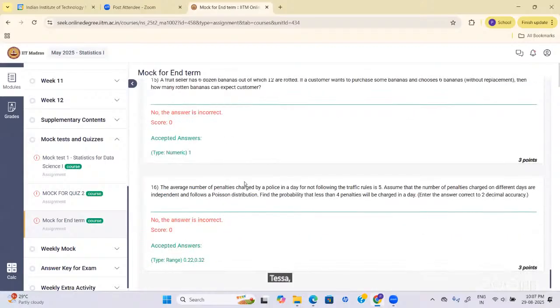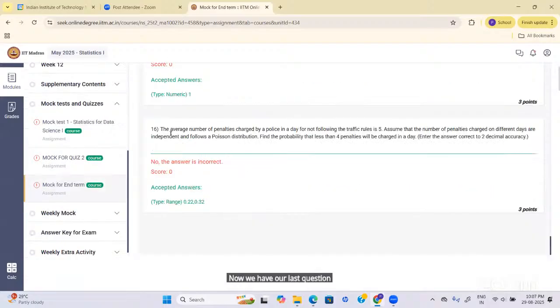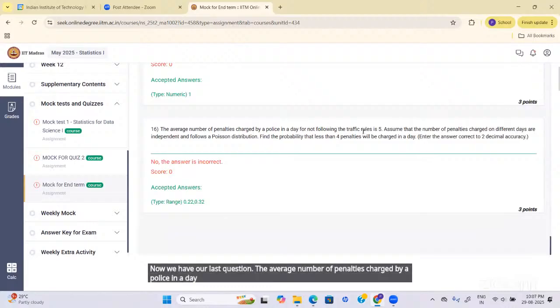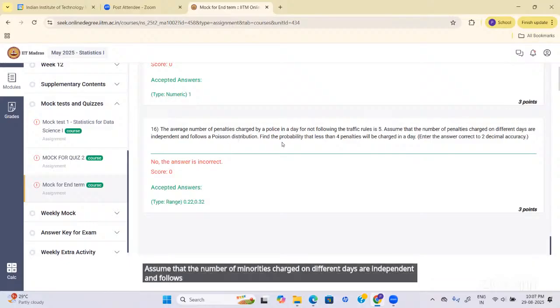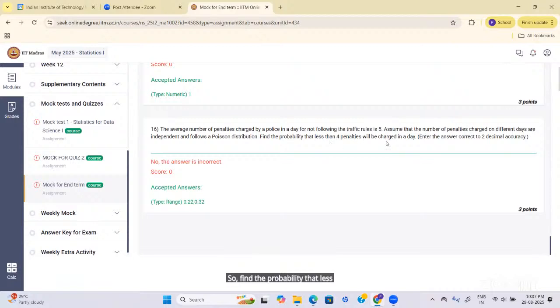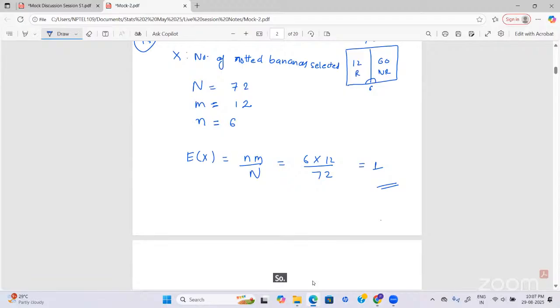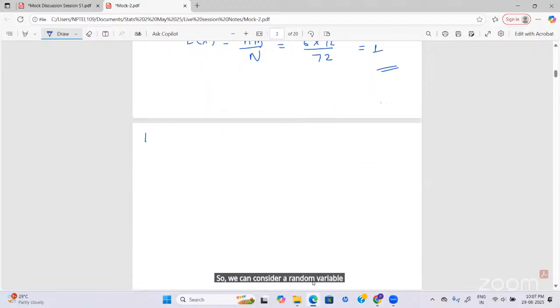Now we have the last question. The average number of penalties charged by a police in a day for not following the traffic rule is 5. Assume that the number of penalties charged on different days are independent and follows a Poisson distribution. Find the probability that less than 4 penalties will be charged in a day.